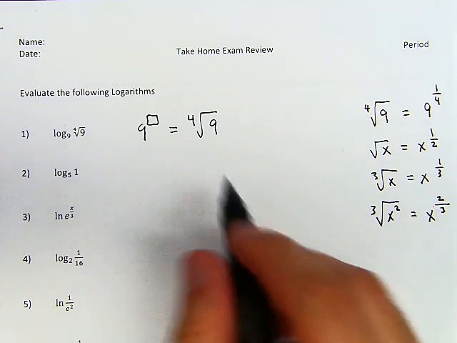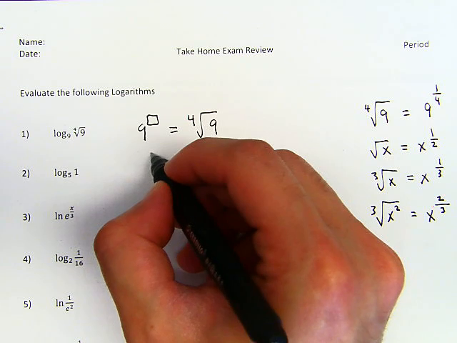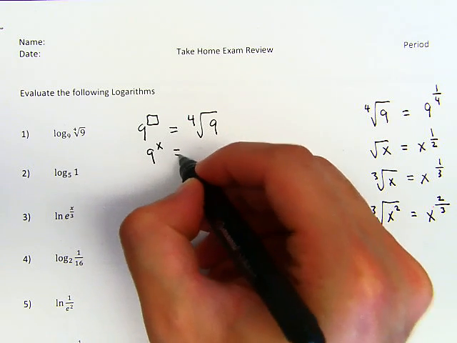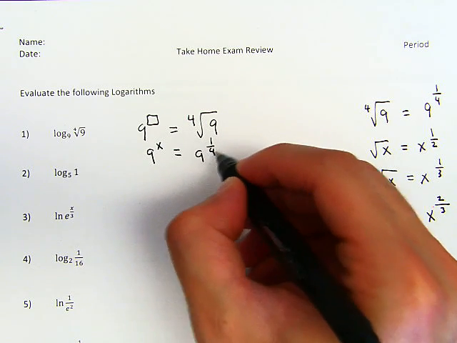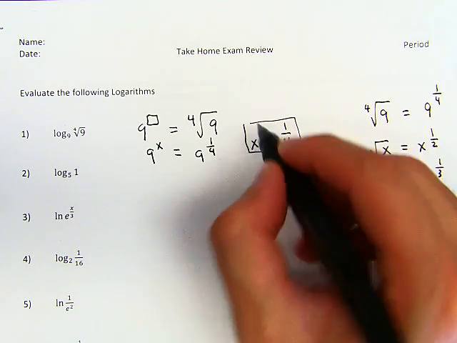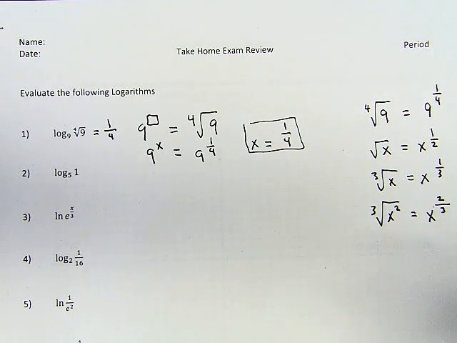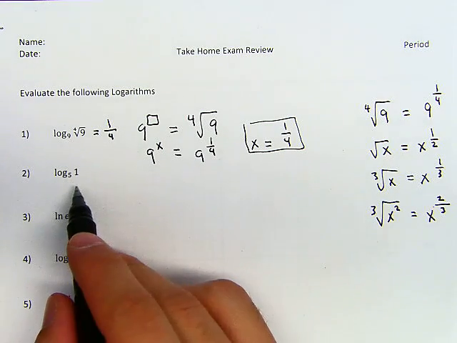Okay, so this one, you just say that 9 to the x is equal to 9 to the 1/4. So x is just equal to 1/4. And that's it. So then your answer here is just 1/4. What about the next one? Here, how do we do this one?